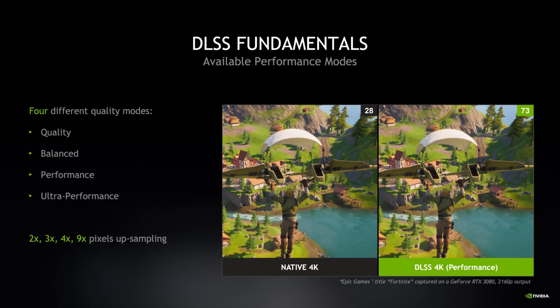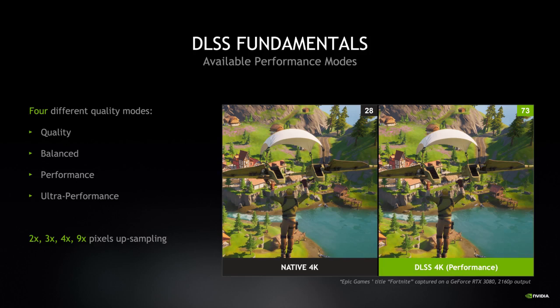These allow for 2x, 3x, 4x, and even 9x scaling. So ultra performance, which is targeted at 8K gaming, allows the rendering engine to render to 1440p, and then it scales it all the way up to 8K. Typically, we're seeing people use quality or maybe performance mode. And there's an example here in the wonderful game Fortnite. You can see the massive performance boost we get.